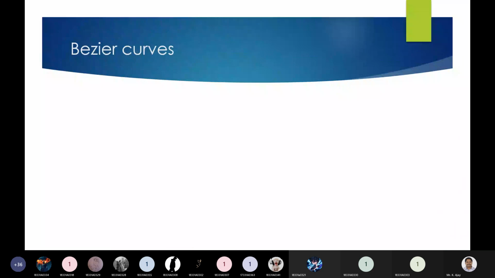The topic of discussion is going to be the Bezier curve, which is another important synthetic curve, and in the majority of cases people do use the Bezier curve. And as I told you, the curves can be categorized in two ways: one is interpolation, the other one is approximation.